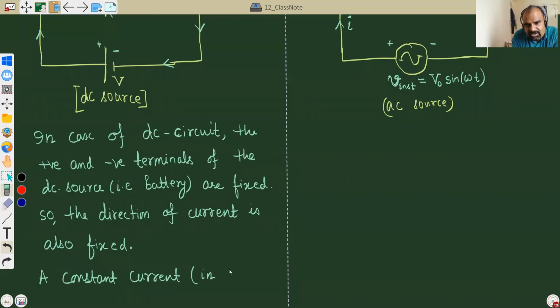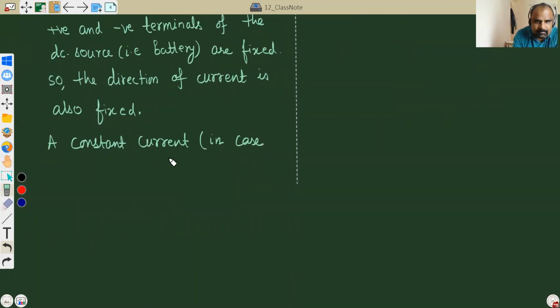And here a constant current will be only in case of a resistive circuit, because if it is an LR circuit or RC circuit, current will not be constant. However, direction of current will still be same. It will not be an alternating current. It will still be direct current. Only thing is that the current value will keep changing. Because in LR circuit, which we studied very recently, and even in RC circuit, which we had studied like 3-4 months back in capacitor chapter, we had seen that the value of current changes, but the direction remains same.